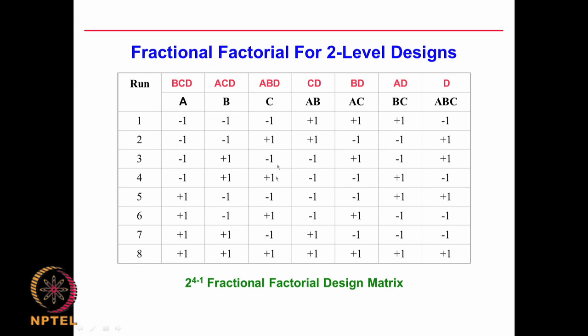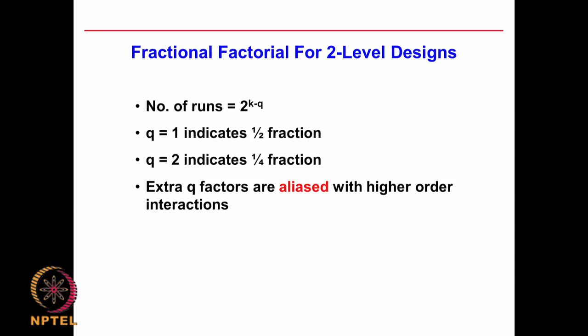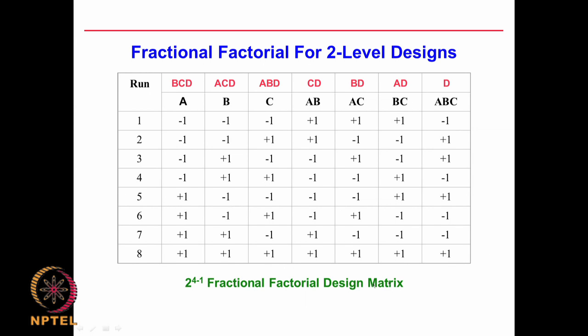Okay? And this design is of course 2 raised to the power 4 minus 1, because I have A, B, C, D as 4 parameters. I am doing only, instead of 16 experiments, 8 experiments. So, I am doing 2 raised to the power 4 minus 1. Okay? So, what has happened here? I am able to do away with, instead of 16 experiments, only 8 experiments, but some of these factors are confounded. New term I am using, some of the factors are confounded. AB will look like CD, AC will look like BD, BC will look like AD.